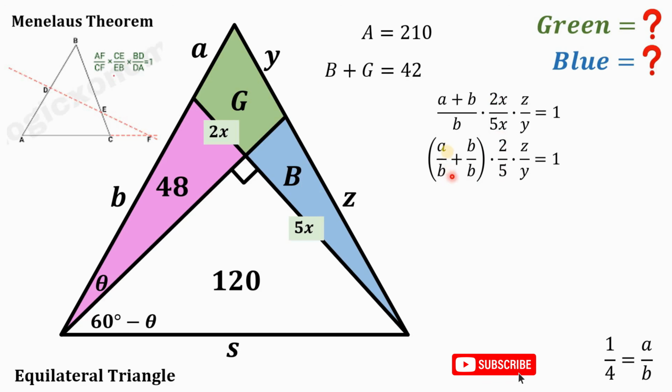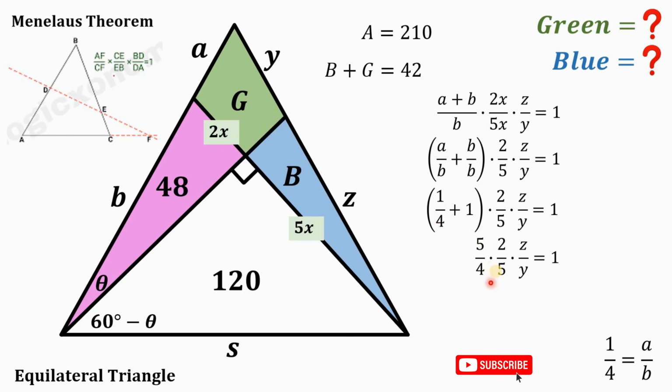Now, we know the value of a over b. This is 1 over 4. Now, 1 over 4 plus 1, this will give us 5 over 4. Cancel 5, and we have 1 over 2. In short, z over y simply equals 2.